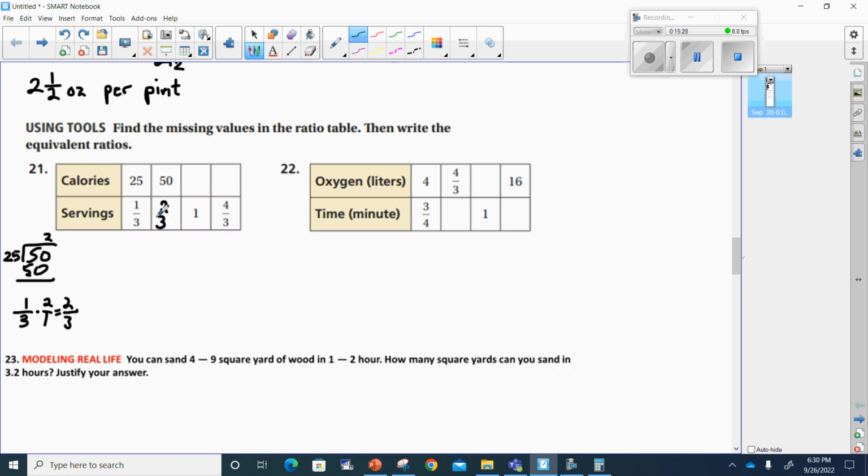All right. Now I have to see, what did I multiply to 2/3 to get to 1? Well, the only thing I could multiply to 2 over 3 to get 1 would be 3 over 2. Because when I multiply by 3 over 2, that's going to give me 6 over 6, and that's 1. So that means I have to multiply 50 by 3 over 2.